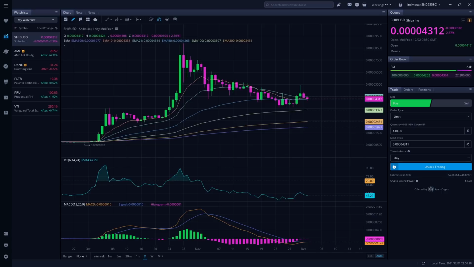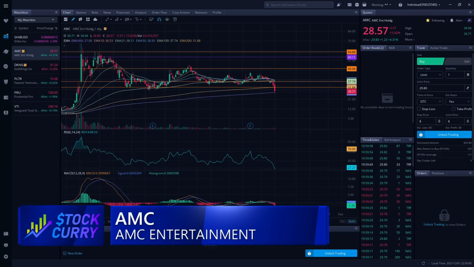Further, Keena Grace also let us know that another exchange, Mercado Bitcoin, the largest exchange in Brazil and Latin America, just listed SHIB. SHIB is now available on all of the top 10 cryptocurrency exchanges. Okay, now on to our stock picks, and first up is AMC.